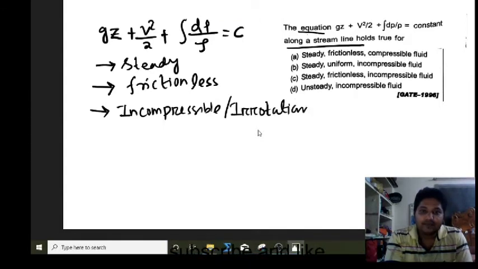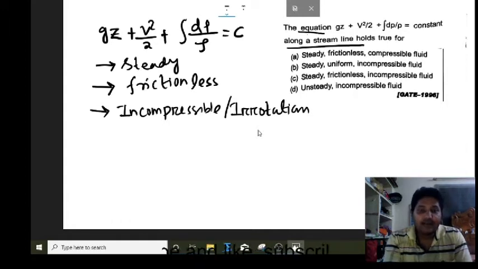If the flow is rotational, then the Bernoulli equation cannot be applied at a particular section, but rather it will be applied at a particular point. But if it is irrotational flow, then we can apply the Bernoulli equation at a particular section. This is the assumption we have taken.